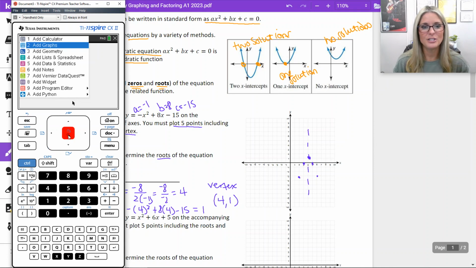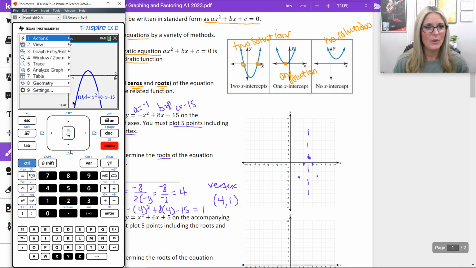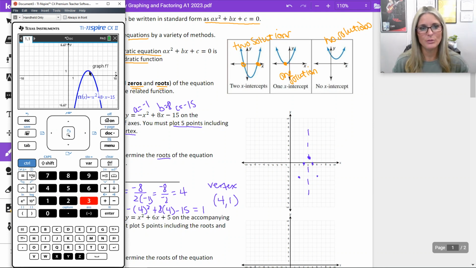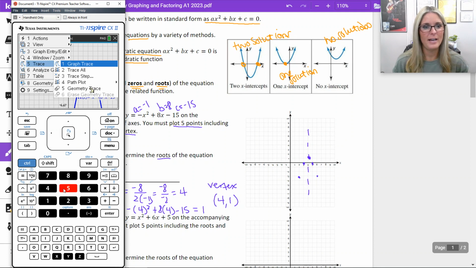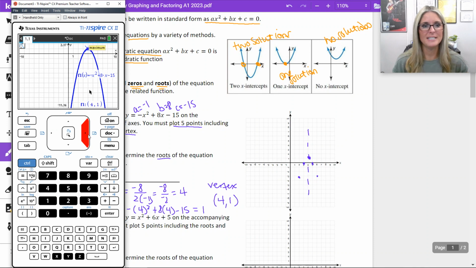Opening a graphs page, we had negative x squared plus 8x minus 15. I'm going to turn on the grid. So view is number 2, grid, and line grid is 3. And I can see those ordered pairs. Let me use the trace tool. 5, graph trace is 1. Come up here, and we can see our maximum, labeled in the bottom right, is 4, 1, just like I found by hand. Over to the left, that 0 or x-intercept or root is at 3, 0. And on the right side it's at 5, 0, exactly like we have graphed here.